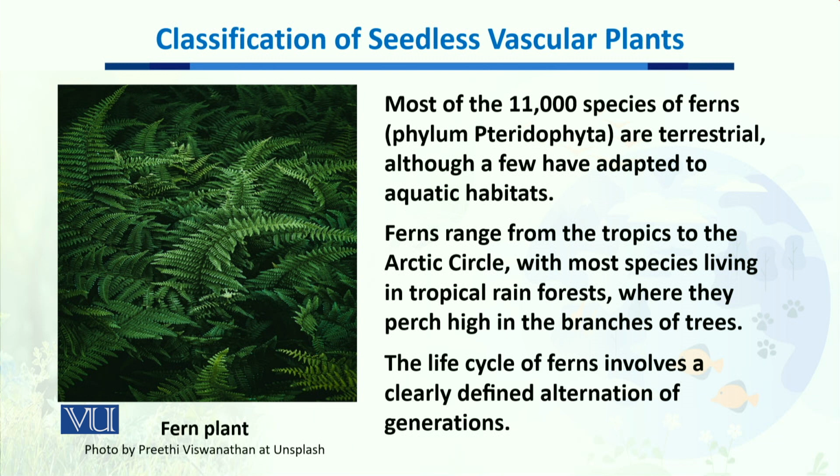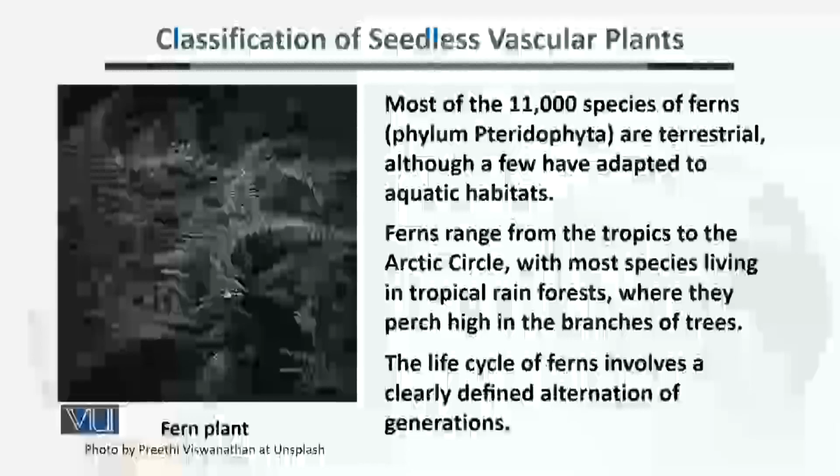The life cycle of ferns involves a clearly defined alternation of generations, which means that during the life cycle of these ferns, the gametophyte generation replaces the sporophyte generation, and the sporophyte generation ultimately replaces the gametophyte. So the cycle of their reproduction continues this way.